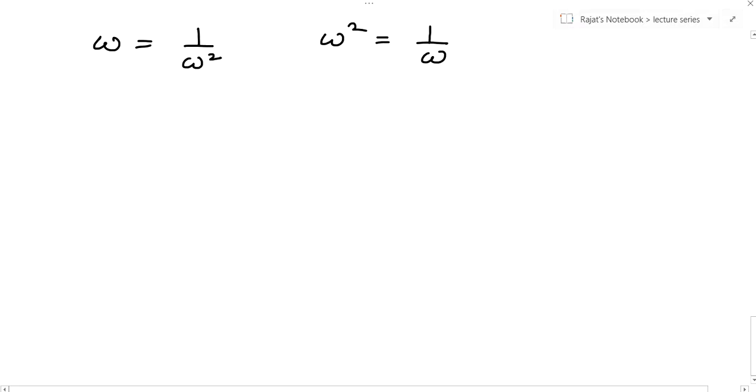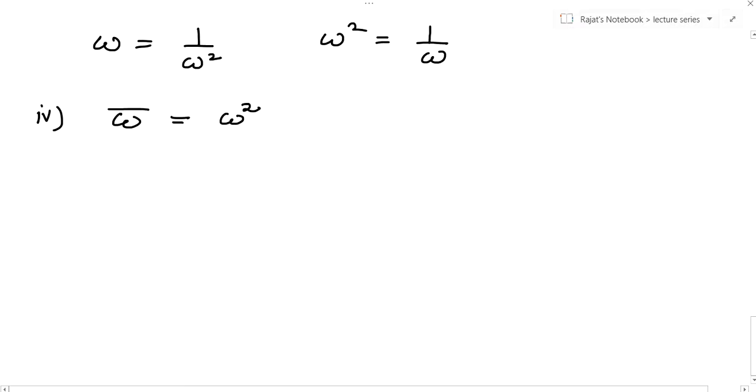Okay, so let's go to the next property. I think this was the fourth property. The conjugate of omega is equal to omega square. So this is very interesting. Omega and omega square can interact with each other in so many different ways. The product of omega and omega square is 1. Omega is 1 upon omega square. Omega square is equal to 1 upon omega.